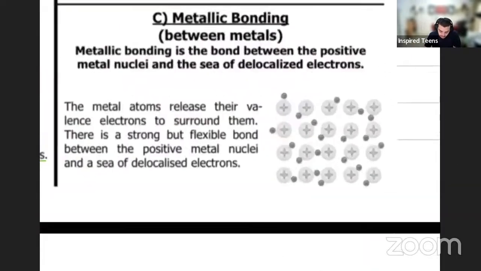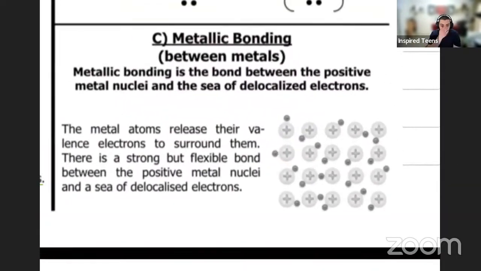Let's look at metallic bonding. Okay, so metallic bonding, you just have to understand the theoretical aspect of it. Metallic bonding is the bond between the positive metal nuclei and the sea of delocalized electrons. The metal atoms release their valence electrons to surround them. There is a strong but flexible bond between the positive metal nuclei and the sea of delocalized electrons. So these are when we have 2 metals bonding.